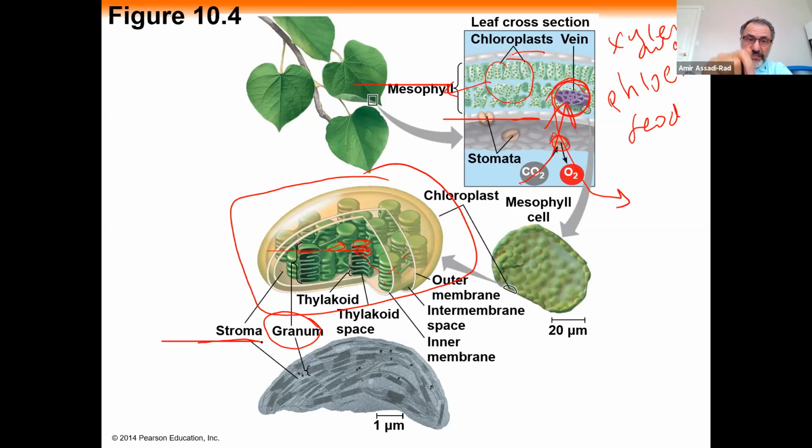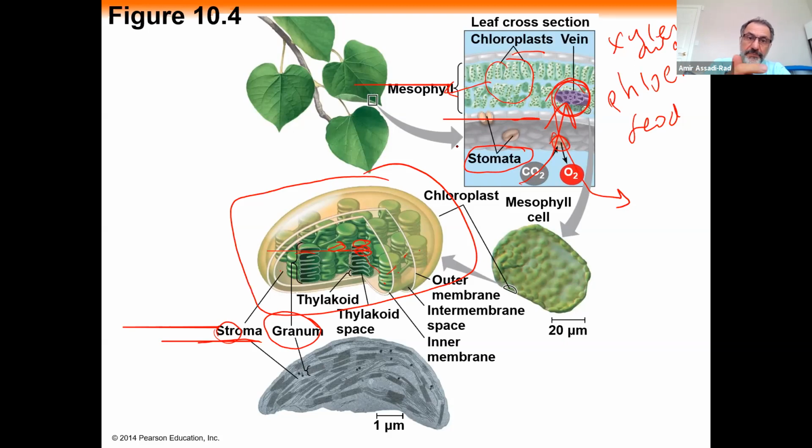Do not confuse that term, stroma. There's an R in here, you guys look, there is an R in here. Do not confuse it with the term stomata. Stomata are the pores of the leaf, but stroma is the fluid, the medium inside of the chloroplast, equivalent to matrix in mitochondria, equivalent to cytoplasm in a cell.